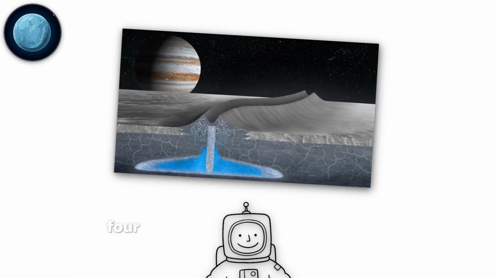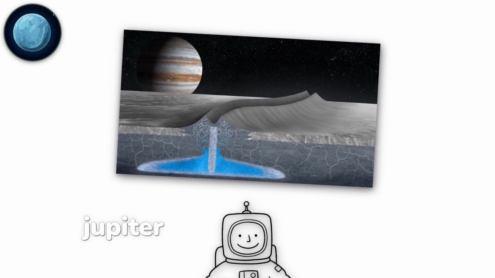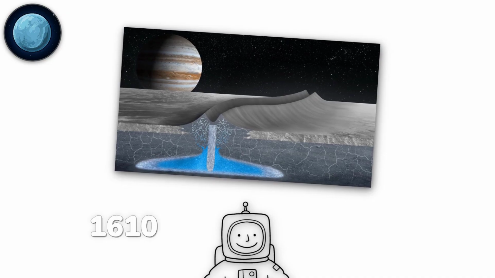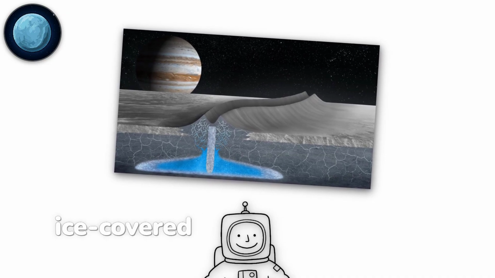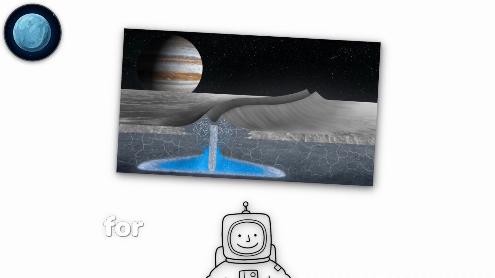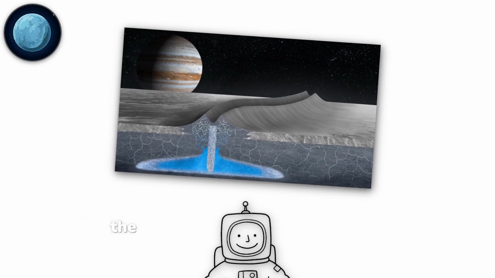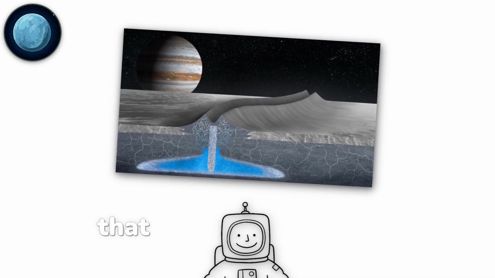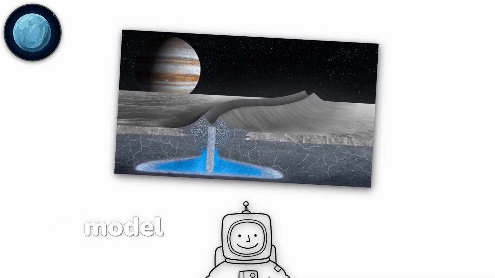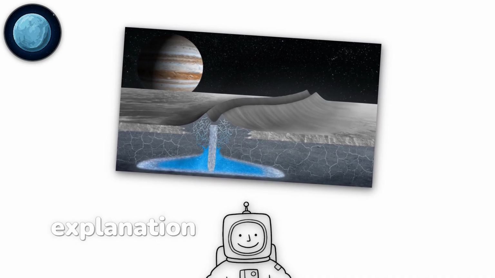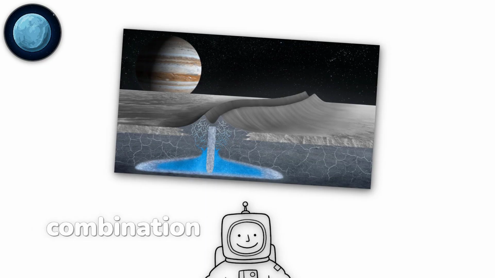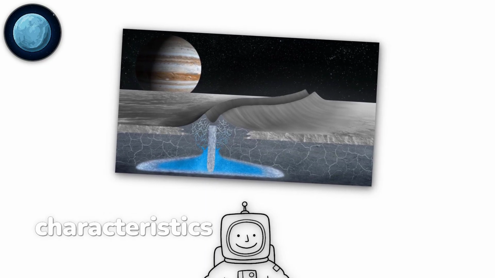Europa was one of the 4 Galilean moons of Jupiter, discovered by Galileo in 1610, and its smooth ice-covered surface had puzzled astronomers for decades before the Voyager and Galileo spacecraft provided the detailed observations that established the subsurface ocean model as the most compelling explanation for the moon's specific combination of surface characteristics.